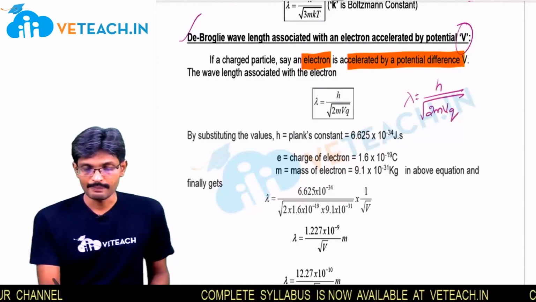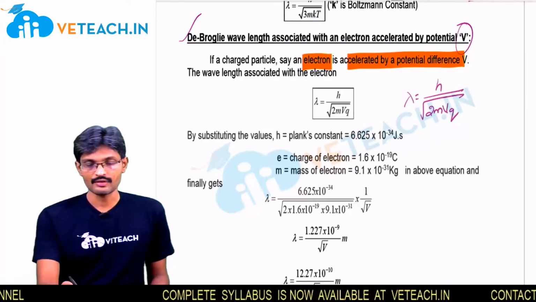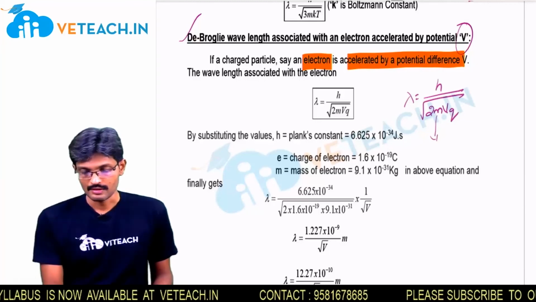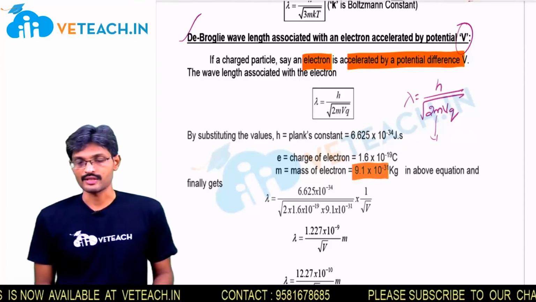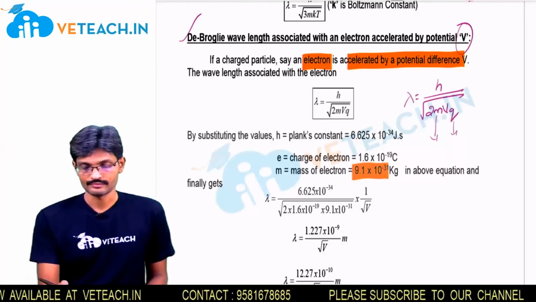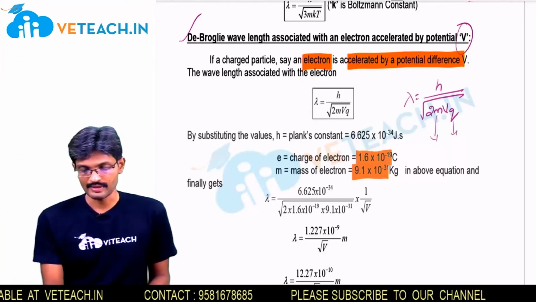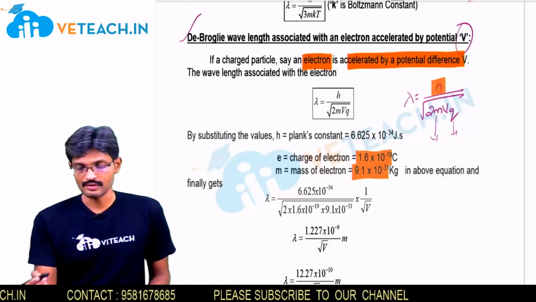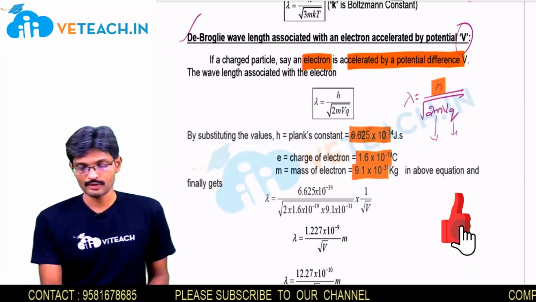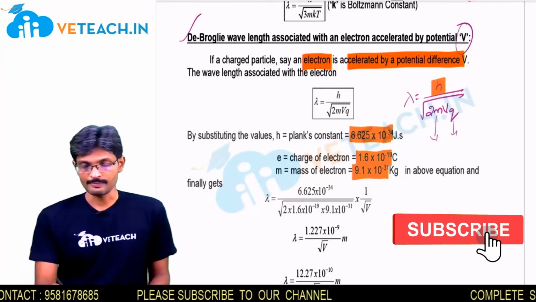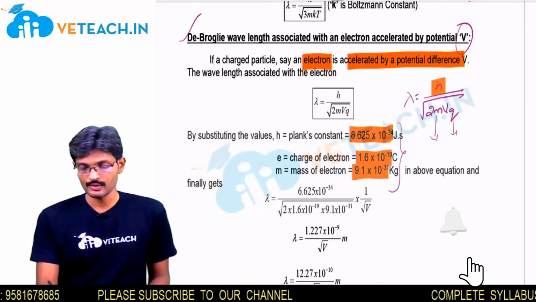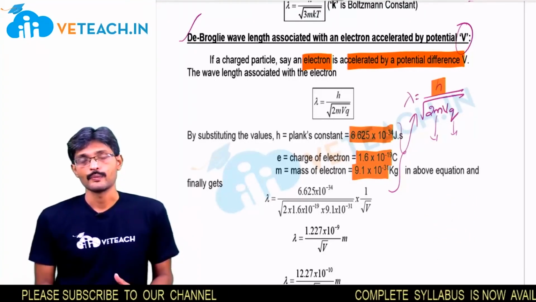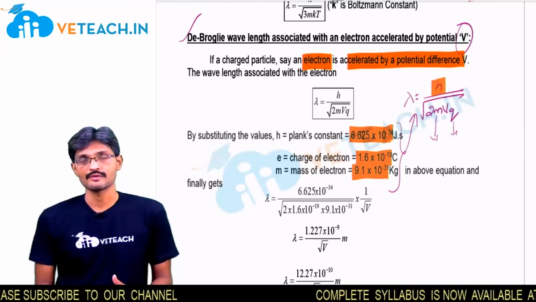For the electron, we know the mass of the electron is 9.1 into 10 power minus 31 kg and the charge of the electron is 1.6 into 10 power minus 19 coulombs. The Planck's constant is a constant value equal to 6.62 into 10 to the power minus 34 joule second. If we substitute these three values in this equation, we get the de Broglie wavelength for the electron accelerated by potential V.